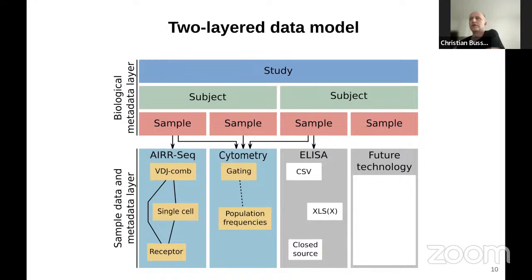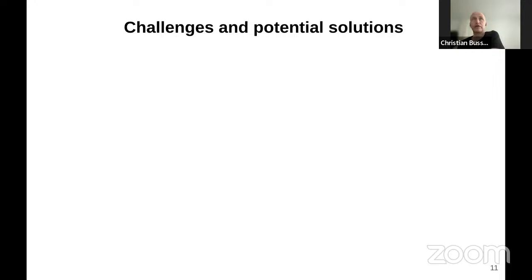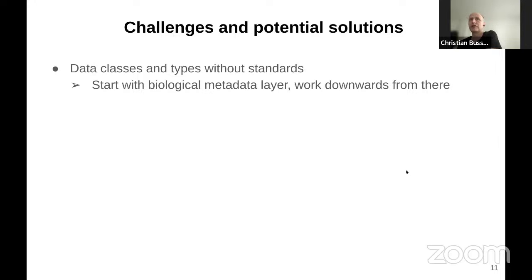Okay, so with this, I would switch gears one final time and talk about potential challenges that we might have already identified. The first thing, of course, is how do we handle data classes and data types without standards? This is what I already mentioned: we can try to start with the biological metadata layer, because the information there can still be applied to such data, and then work downwards from there, identifying the information that is really missing to make these things useful.